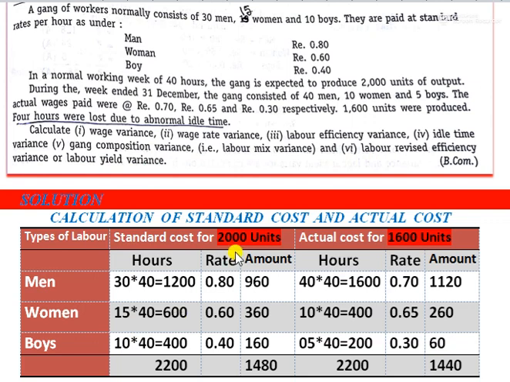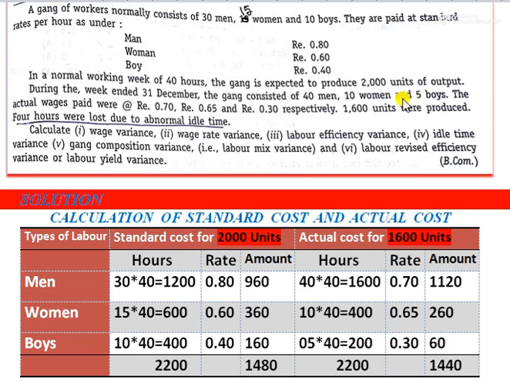In this problem, they are given standards for 2000 units of output, which consist of 30 men, 15 women and 10 boys, and the standard rate is men 0.80, women 0.60 and boys 0.40. That is the standard rate per hour. And they produce 1600 units, which consist of 40 men, 10 women and 5 boys.